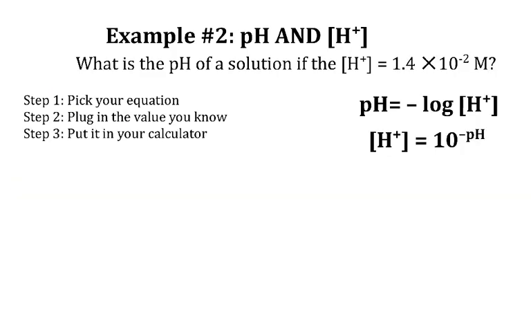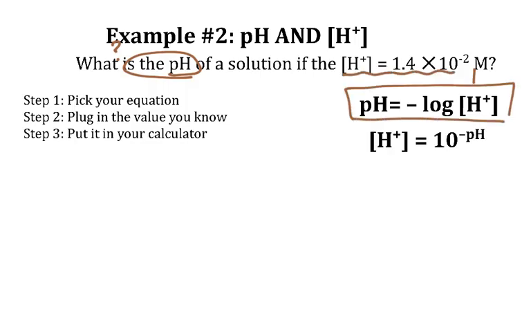All right, number 2. What is the pH of a solution if the H plus concentration is 1.4 times 10 to the negative 2 molar? Well, again, we're looking for pH. I have this H plus value, so whichever equation has that H plus value on the right and has pH by itself, because that's what I'm looking for. So I'm going to use this first one again.